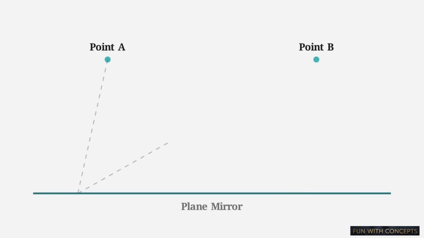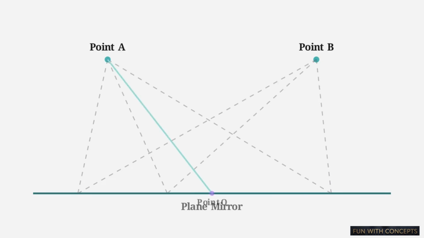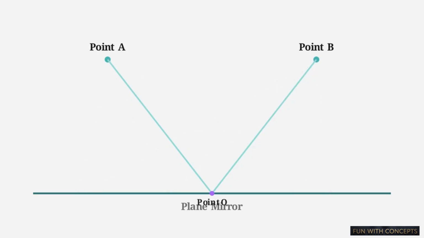When light bounces off a mirror from point A to point B, there are infinite potential routes. Since light speed is constant in air, the fastest route is the shortest distance. Geometrically, this occurs exactly when the angle of incidence equals the angle of reflection.